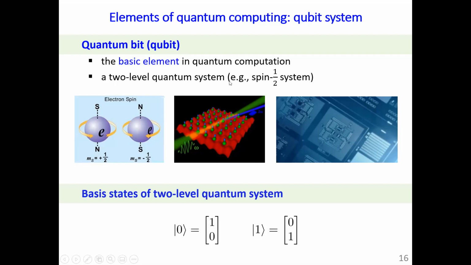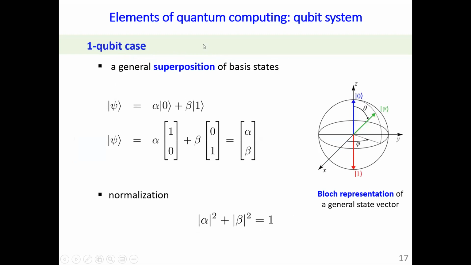It is usually a two-level quantum system. For example, a spin-half system, where spin up stands for the 0 state, and spin down stands for the 1 state. Here is the one qubit case. For the one qubit case, the wave function is a general superposition of the basis states.